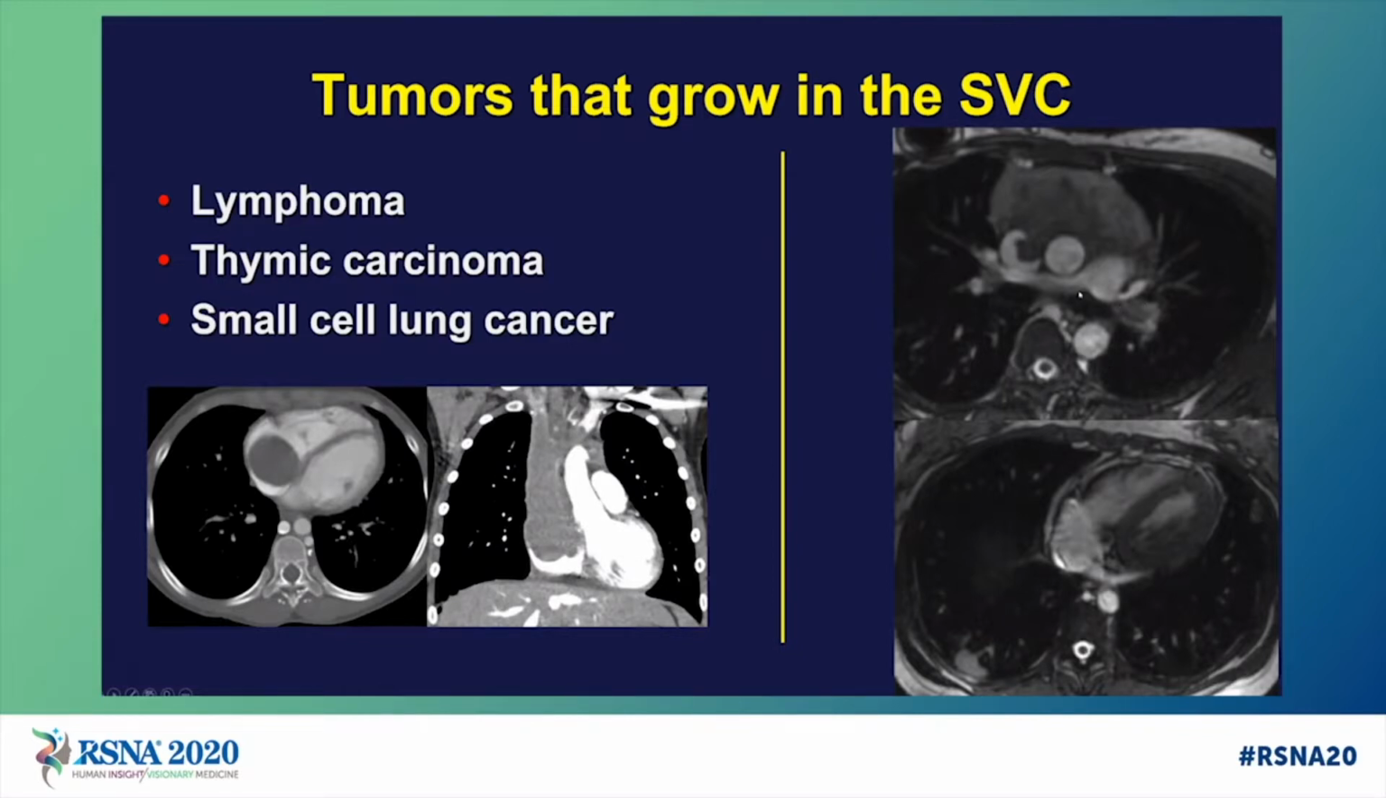This extension into the superior vena cava is quite good for a lymphoma. In fact, in our practice, the most common cause for a mass extending through the superior vena cava is probably a B-cell lymphoma. This was a child who also had the same diagnosis. Thymic carcinomas and small cell carcinomas can occasionally present initially with a filling defect and intravascular extension through the superior vena cava.